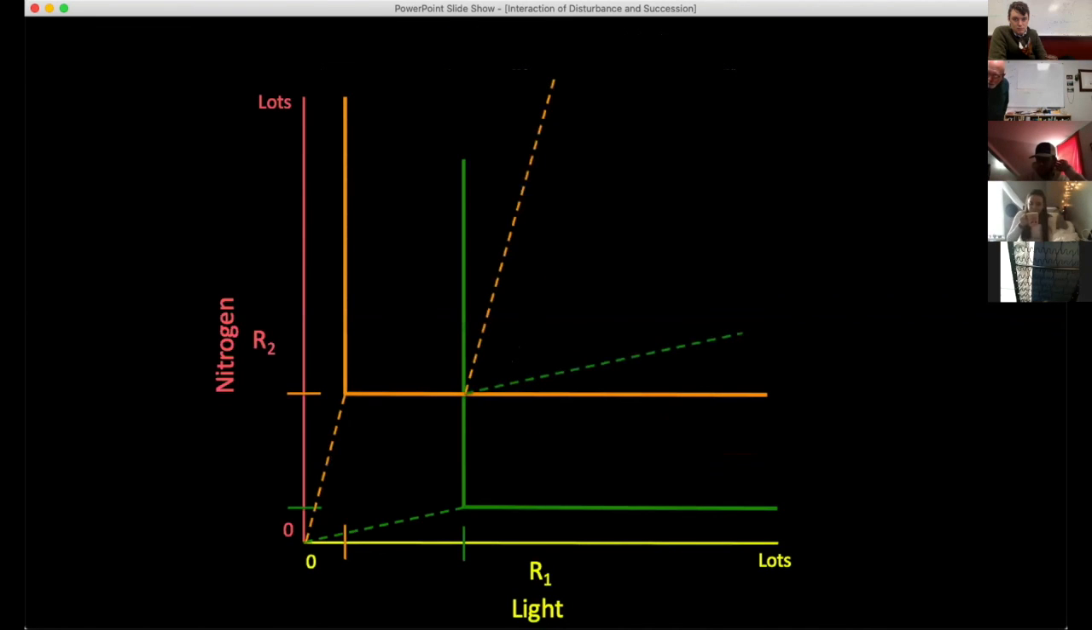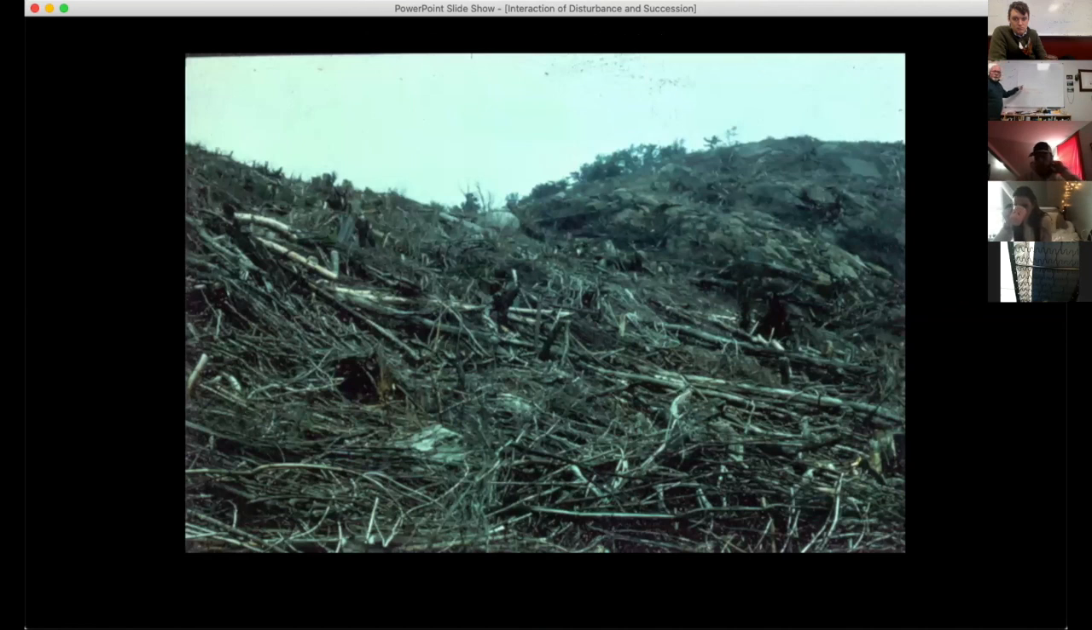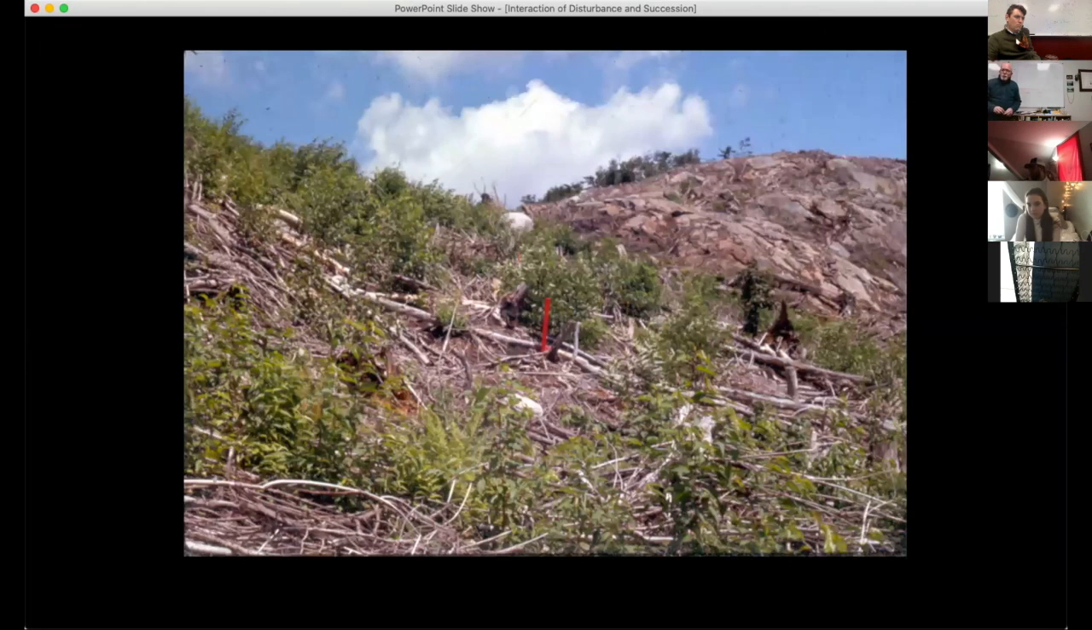So where on this graph is this ecosystem? Bottom right. It's over here. It's got a lot of light and precious little nitrogen, because that nitrogen is leaving the ecosystem because they're suppressing the regrowth of the plants. Now, as they let up this suppression, what starts to happen to this ecosystem?